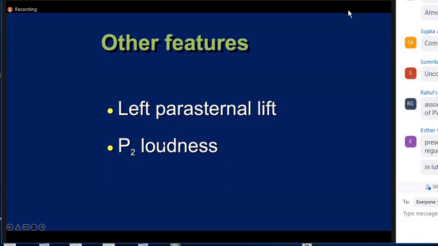So the P2 loudness is very important when you are talking about the pretricuspid shunt: whether the pulmonary component is equally loud when compared to the aortic valve, or whether it is louder than the aortic valve, which is very important here. If it is equally heard, which is normal, and it is louder, then it should be associated with the parasternal heave, and a parasternal heave usually suggests pulmonary hypertension.